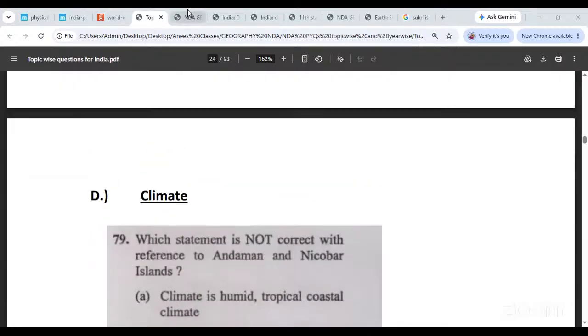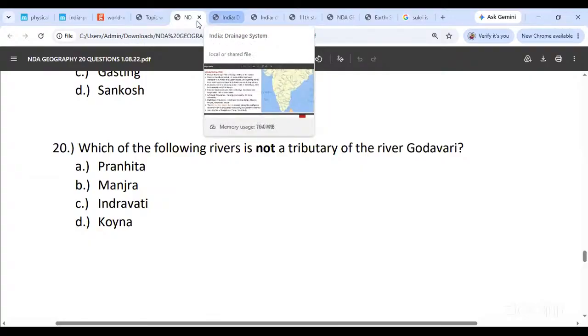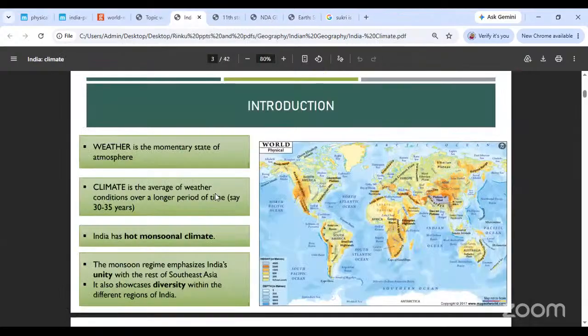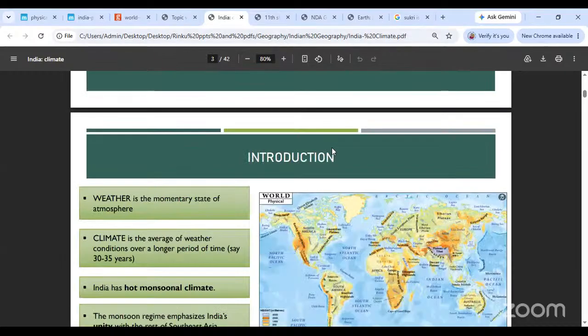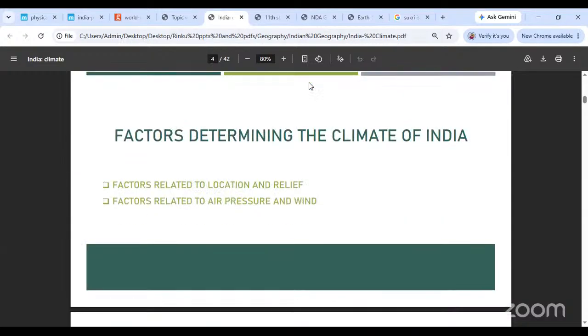Next thing that we are going to do is climate. Once again, an important chapter as far as weightage in exams is concerned. I'll walk you through the chapter first, then we'll consider one topic each, okay? First of all, let's try to get a general idea of what the climate is, what is the meaning, what is the difference between weather and climate.